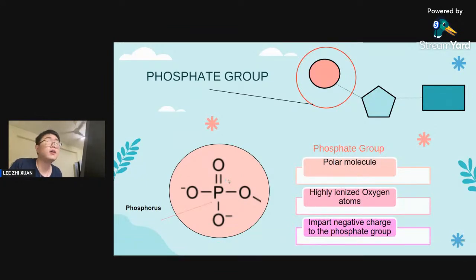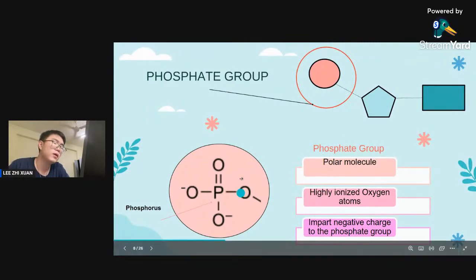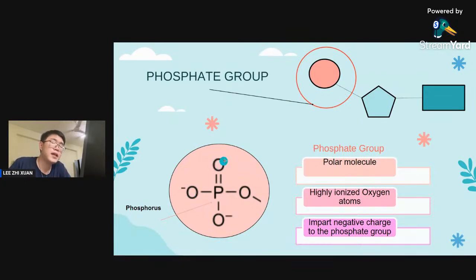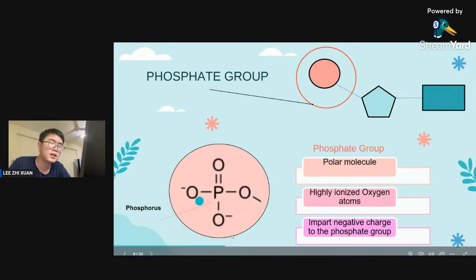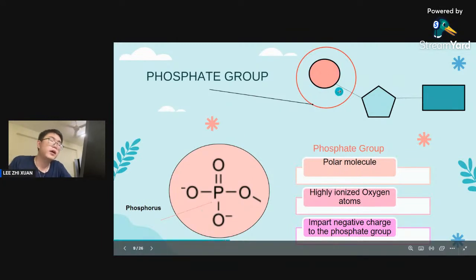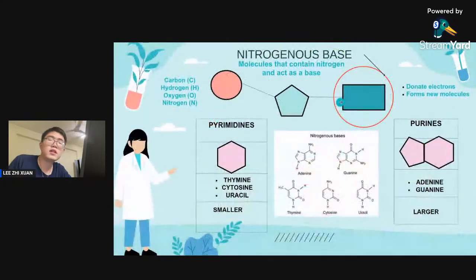When you study gel electrophoresis, I will explain later. You already learned that DNA is negatively charged. So why does it carry a negative charge? Because of this phosphate group. The phosphate group contains oxygen atoms with lone pair electrons. That is why the DNA and RNA molecules are negatively charged, because of the phosphate group.